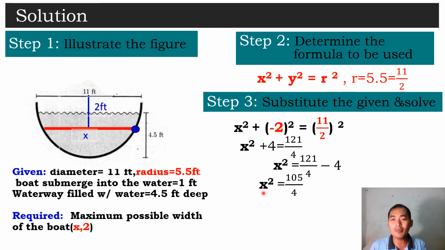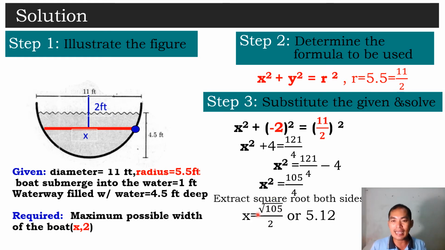But then, you're solving for x. x has an exponent of 2. What will you do? You extract the square root of both sides. So, the square root of x squared is x. The square root of 105/4 is square root of 105 over 2. Wala nang square root ang 2 because 4 is a perfect square. When you get the square root, that's positive 2. When we change this into decimal, that's 5.12.